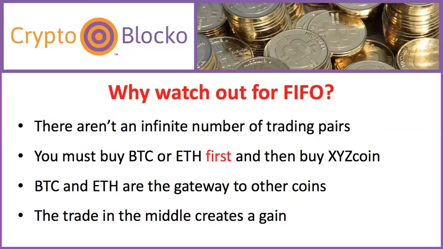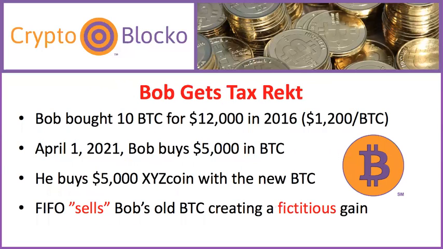Basically BTC and ETH are a gateway to other coins, or you could think of it as a conduit to other coins. So there's a trade in the middle that sometimes has to take place, and that trade is what creates a gain. Let's take an example of what that looks like to make it more clear.